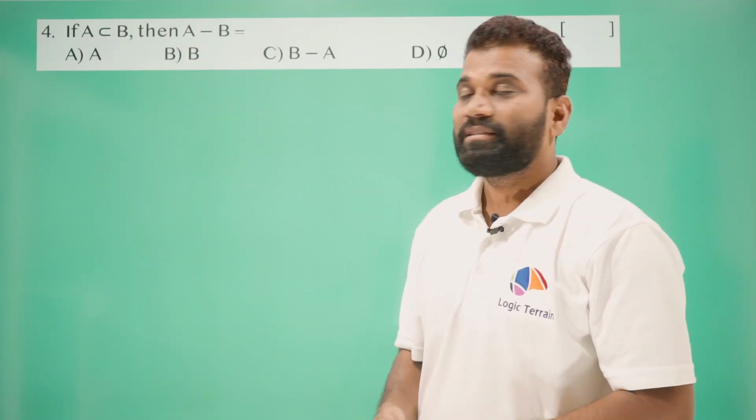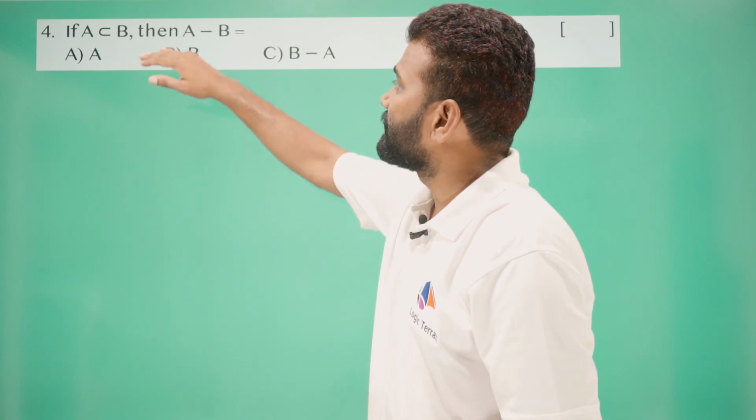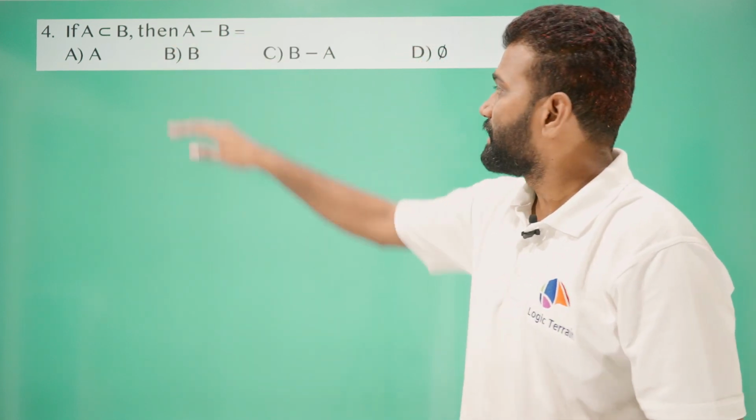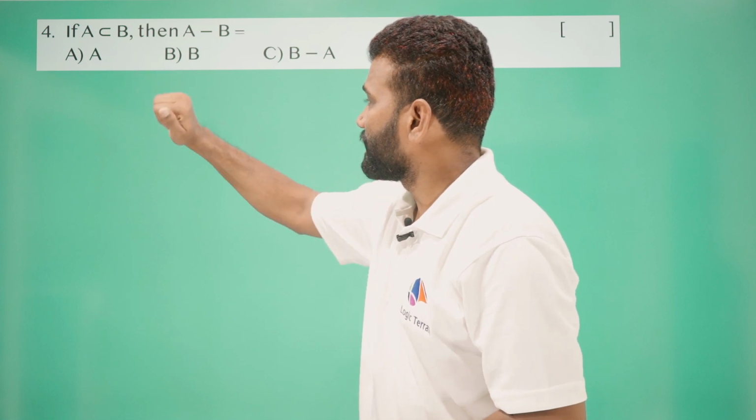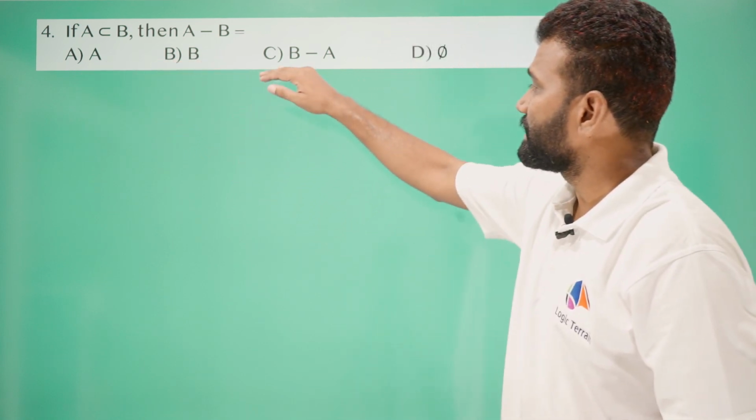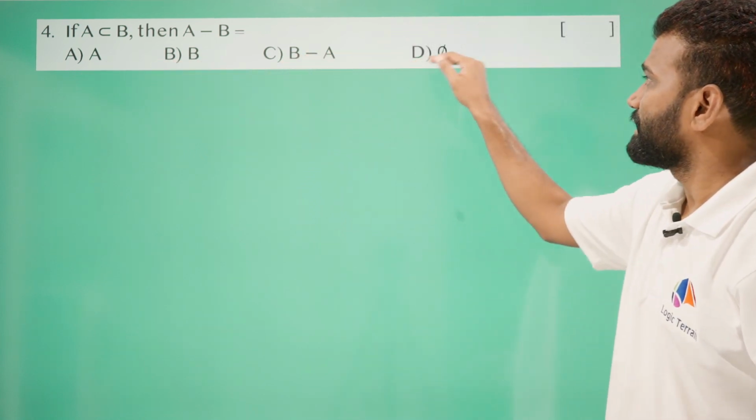Here is our fourth question. If A is subset to B, then A minus B is equals to. Here are the options: A, that is set A, B, that is set B, C, that is B minus A, and D, that is phi, that is null set.